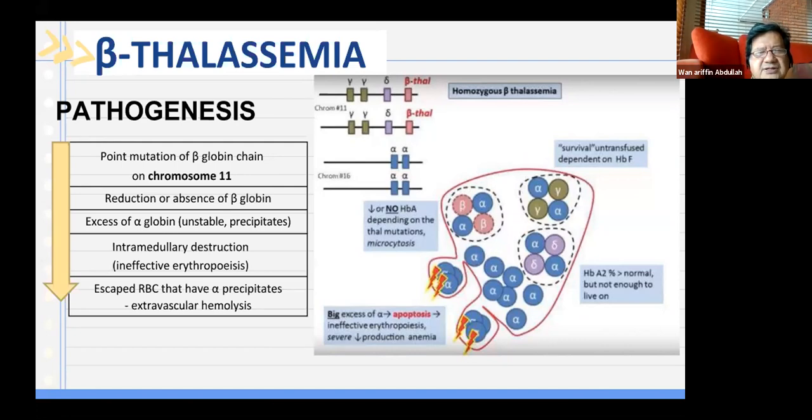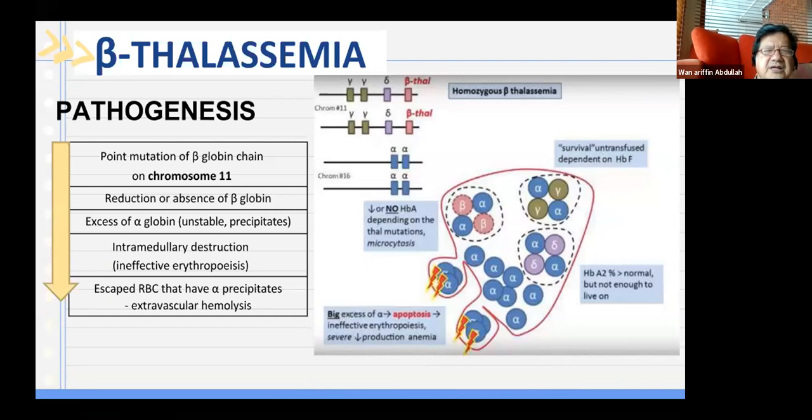So if this patient is homozygous, can you point, Afik? The red one and beta there. If both of them are beta plus, then there is some beta chain. If both of them are beta zero, or beta naught, there is no beta chain at all, so the HbA will be zero. If it is beta plus homozygous, there is some HbA. And then you can get a combination of beta naught and beta plus. So on one allele it is beta plus, and the other one is beta naught. You may have some beta chain as well.